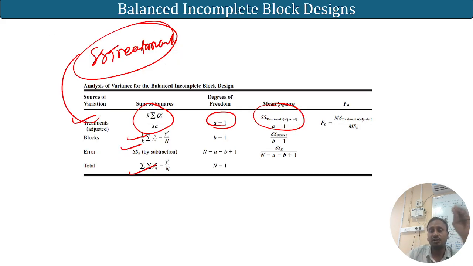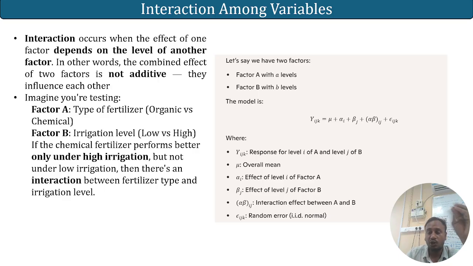So now we'll introduce something new. Till now we were discussing individually row, column, or maybe treatment, second treatment, third treatment, and all. But now, when something is dependent on the others, it's called interaction. Interactions occur when the effect of one factor depends upon the level of another factor. It means the combined effect of the two factors is not going to be additive. It will come in the form of something called together.